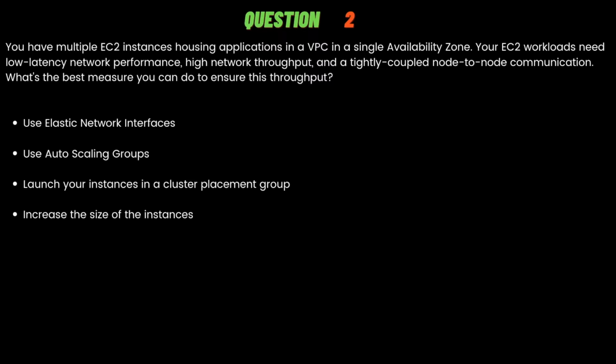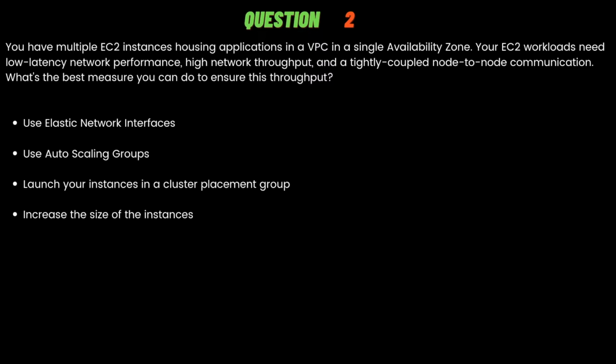The option number one, use elastic network interfaces. Surely this will not be the option because ENI is the most basic network interface. At minimum it should be an enhanced network adapter, but obviously the question is not asking for any network enhancement, so this might not be the correct answer. Auto scaling groups, again there's no throttling happening with respect to EC2 instances, so this will not be the correct answer where they need to scale up and scale down based on the load.